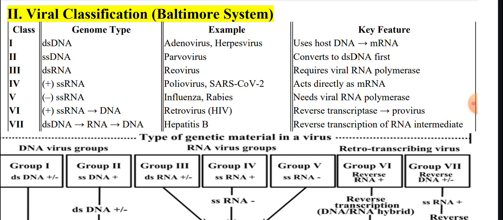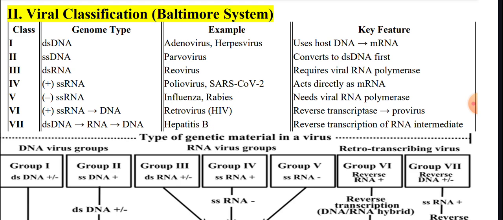They mostly use the host cell's own enzymes in the nucleus to transcribe their DNA into mRNA. They sort of follow the host playbook, so they fit in relatively easily. Exactly. Class 2 are ssDNA viruses, single-stranded DNA, like parvovirus. Now, the host machinery is designed for double-stranded DNA. So these viruses have an extra step.